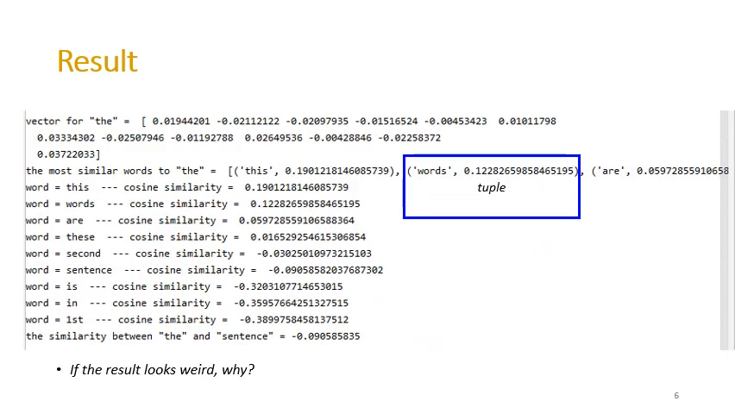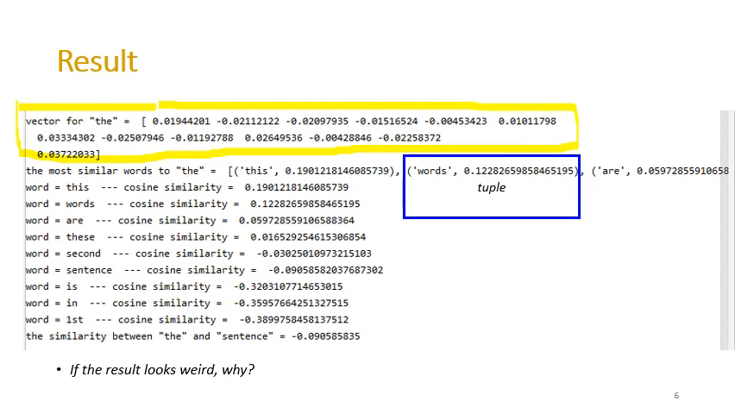Now let's look at the results. The first result is that you should see the vector that represents the word "the". It's a vector of dimension 13, because I specified the size of the vector is 13, if you remember in the previous code. And then next, you will see the top 10 most similar words to the word "the".